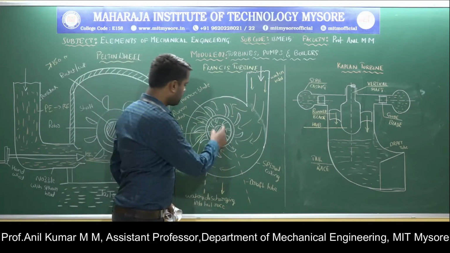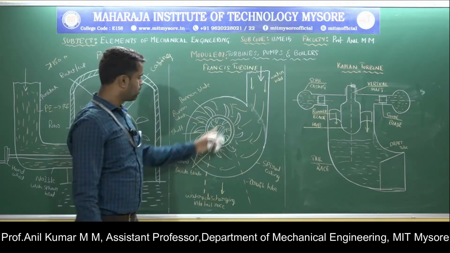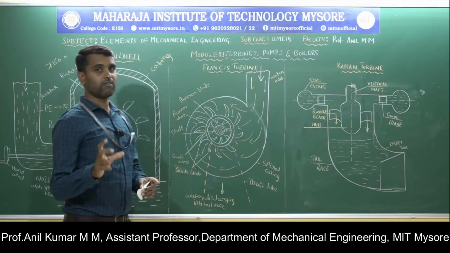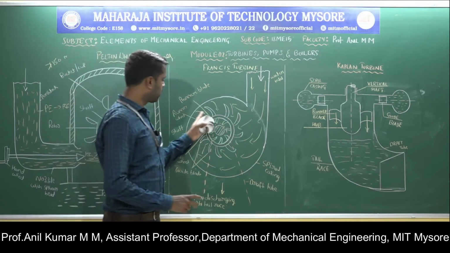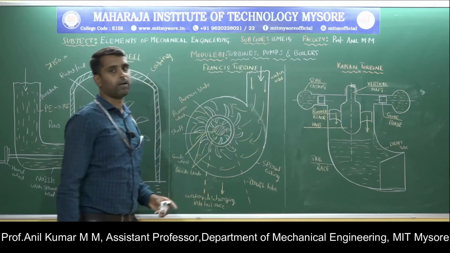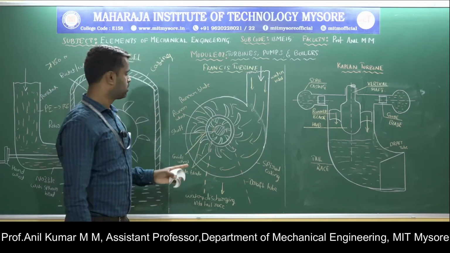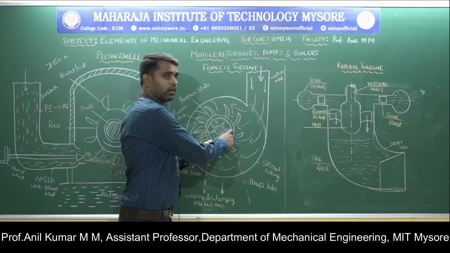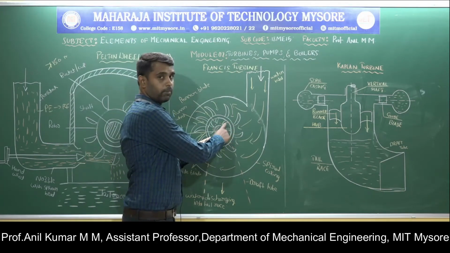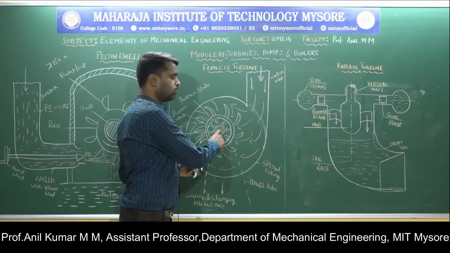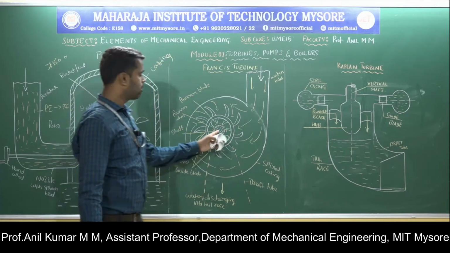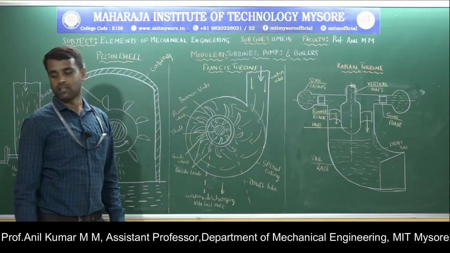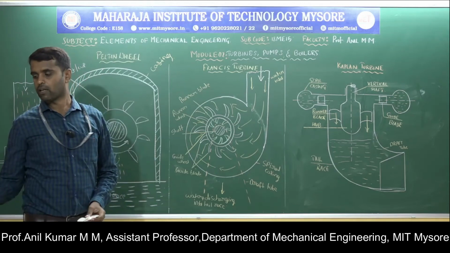Okay, and the guide blades. Guide wheel and guide blades are the stationary wheel and stationary blades. They just guide the water to flow over the runner blades in the radial direction. Next, these guide blades are placed around the runner, and these are the runner blades, and this runner is connected to the shaft. Okay, and this shaft is connected to the electrical generator. Okay, coming to the working.